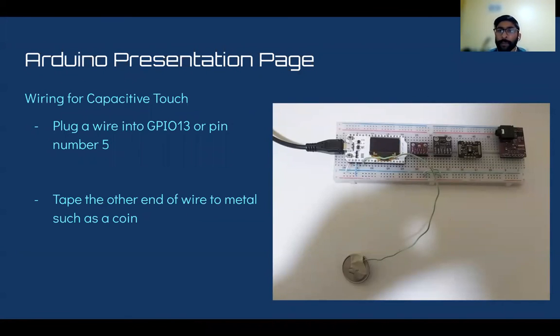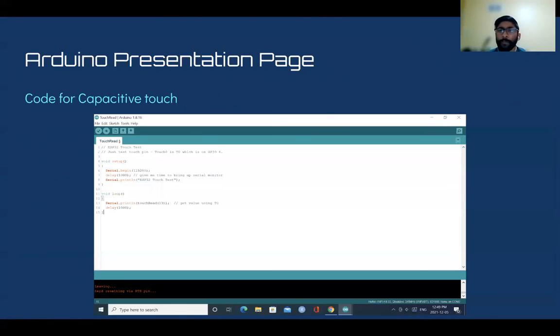So in order to build this project, we use the capacitive touch. So basically, again, we are using the Arduino board, and we plugged a wire into the GPIO 13 pin, or the pin number 5, and the other end of the metal of the wire, we wanted to connect it to a metal piece. So it could be a foil or it could be a coin. And this slide represents the code we wanted to send to the Arduino.